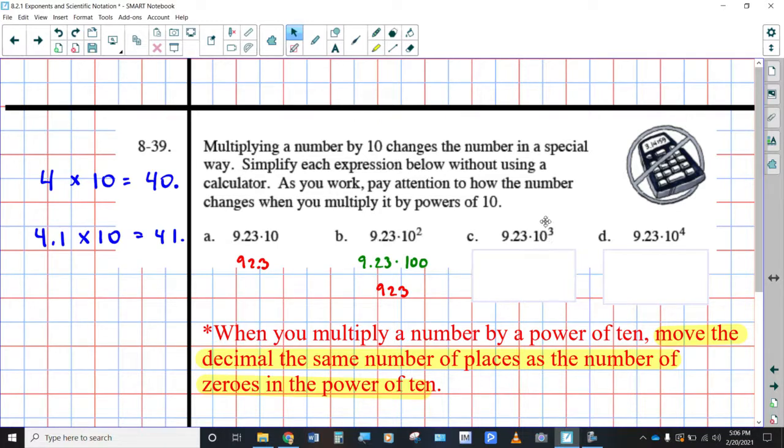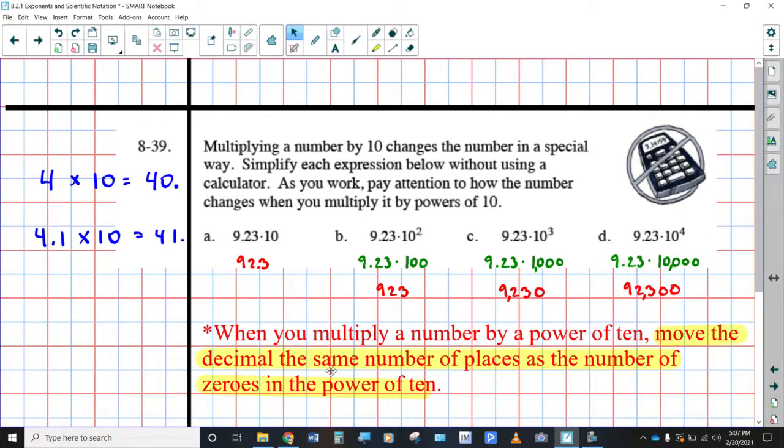This number is 1,000. 10 to the third power is 1,000. It's got 3 zeros. So what is 9 times 1,000? It's 9,000. So it makes sense that we would have to move our decimal 3 places to the right, but you're going to need a placeholder of a 0 there, so you can go 1, 2, 3. And then 9.23 times 10 to the fourth, it's going to have to move the decimal 4 places to the right. So 10 to the fourth is 10,000. 9 times 10,000 is 90,000. So your answer's got to be somewhere in the 90,000 range, and 92,300 is the correct answer.